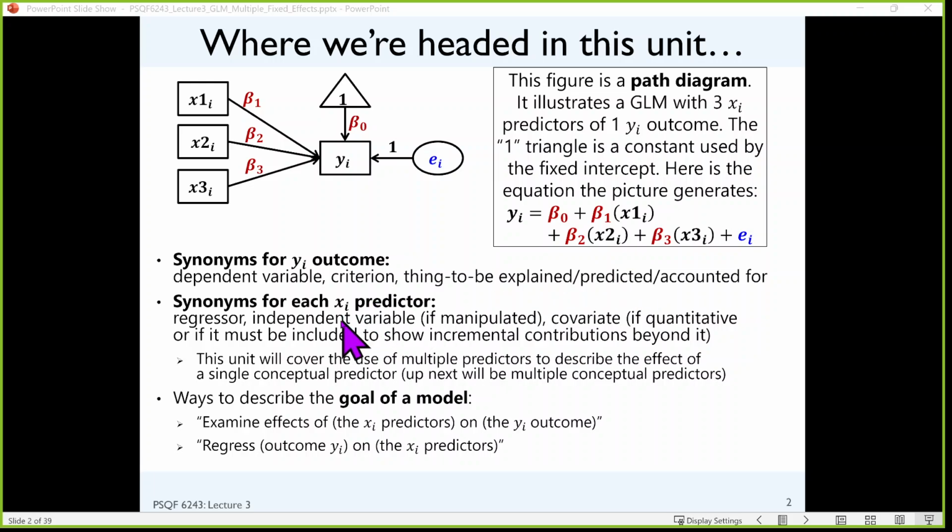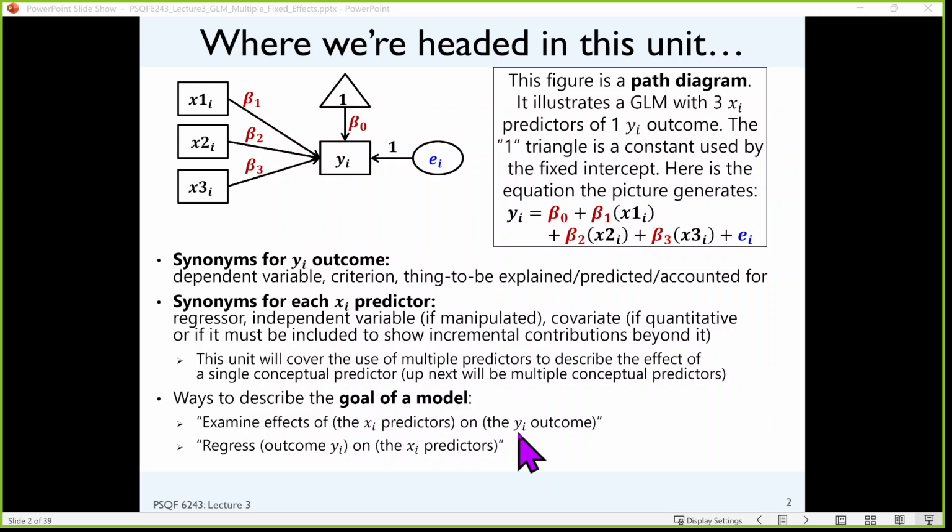Predictors then, synonyms that people would use for that, is a regressor, an independent variable, or IV, typically if it's a manipulated variable, or a covariate if it's quantitative or someone else cares about it who's not you. And this unit is going to talk about using multiple predictors to describe one concept. So if you have a variable that its relationship requires more than one slope to describe how it relates to an outcome. That's what this unit is about.